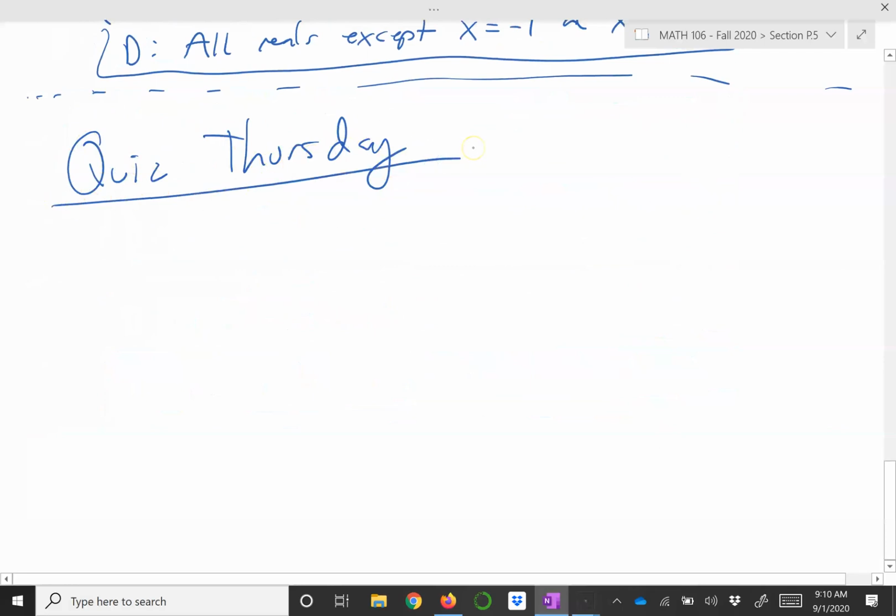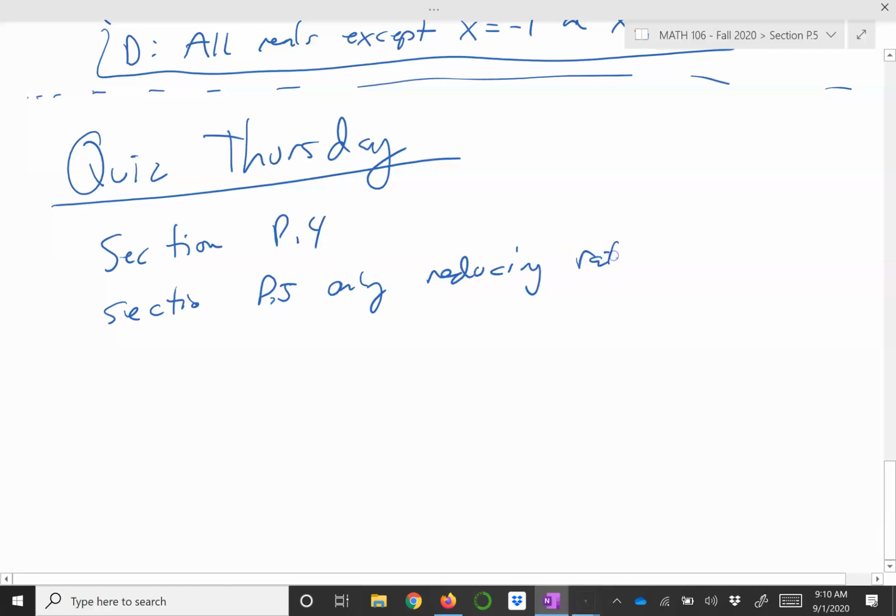Okay. It's on section P4. All of it, but also what we just did in section P5, which is just reducing rational expressions. And really, it's just more factoring, right? So then section P5, only reducing rational expressions. Okay? That'll be the Thursday quiz.